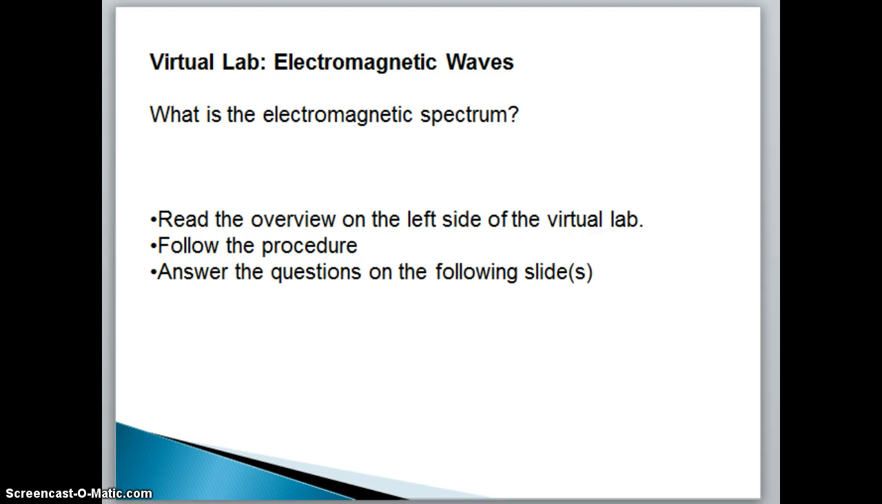So what we'll be doing in class is we'll be looking at a virtual lab with electromagnetic waves. And we'll be looking at answering the question, what is the electromagnetic spectrum? So we will be looking at the virtual lab in class, and then following the procedure and answering questions. If you do have questions about the electromagnetic spectrum, please make sure that you ask during our live class. And that'll do it.